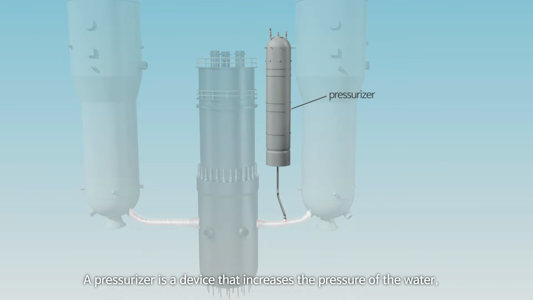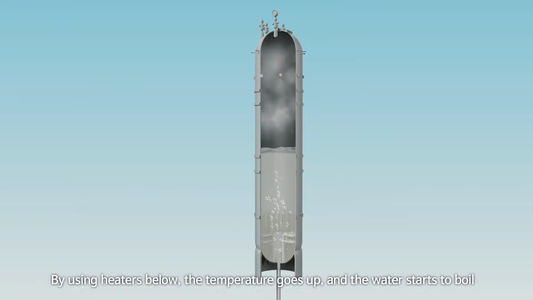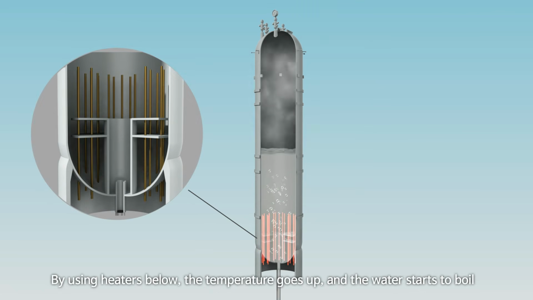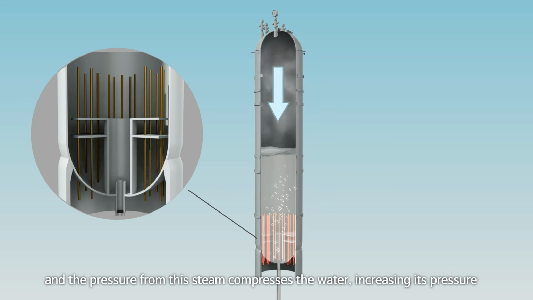A pressurizer is a device that increases the pressure of the water, preventing it from boiling even at high temperatures. A pressurizer contains water up to about half its height, and above that there is steam. By using heaters below, the temperature goes up and the water starts to boil. When water boils, steam is generated, and the pressure from this steam compresses the water, increasing its pressure.